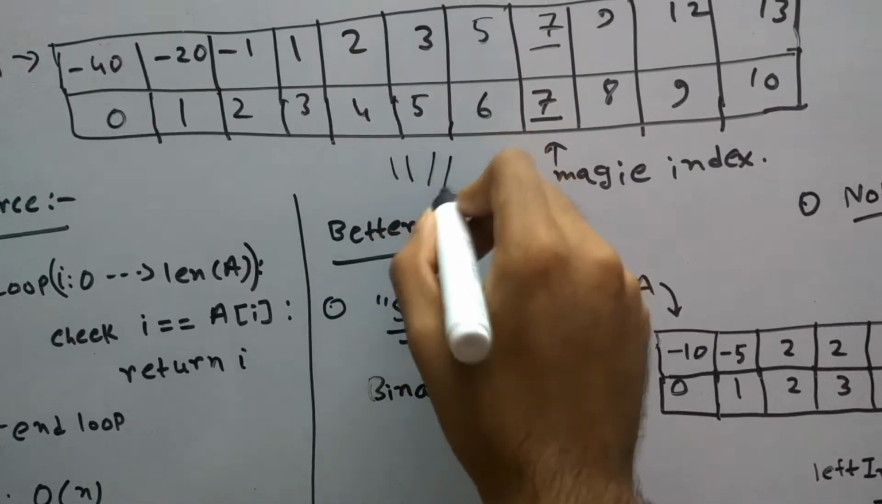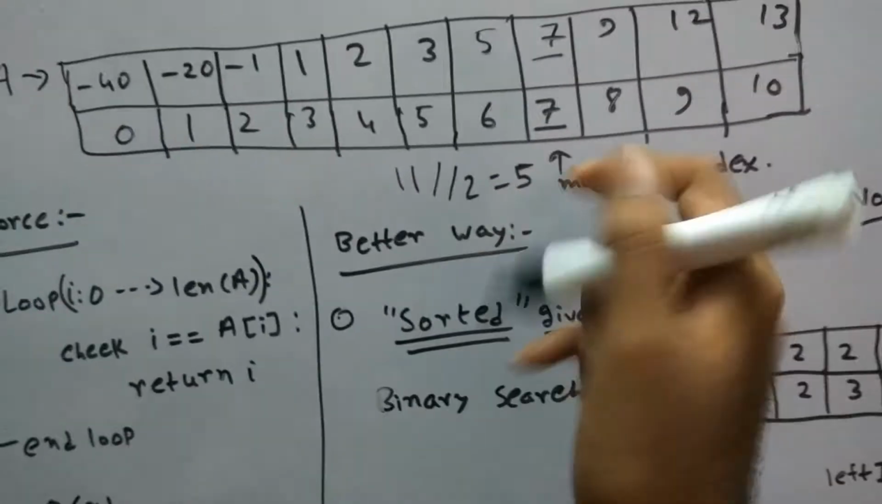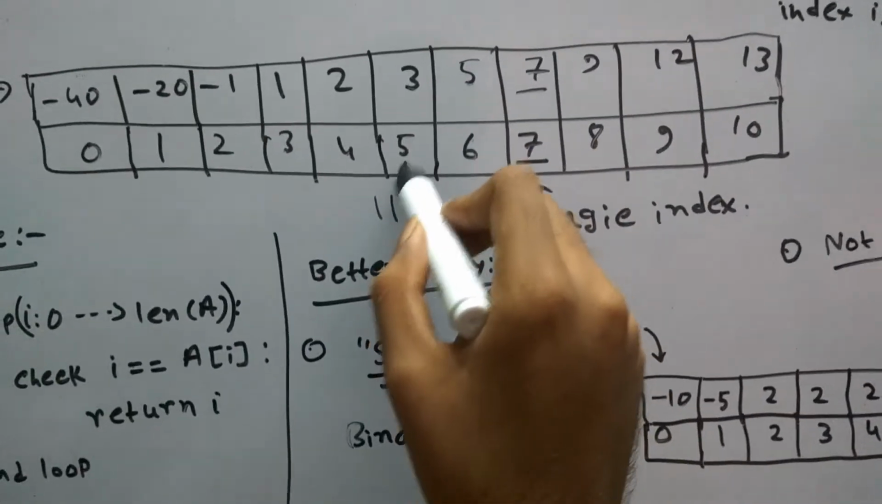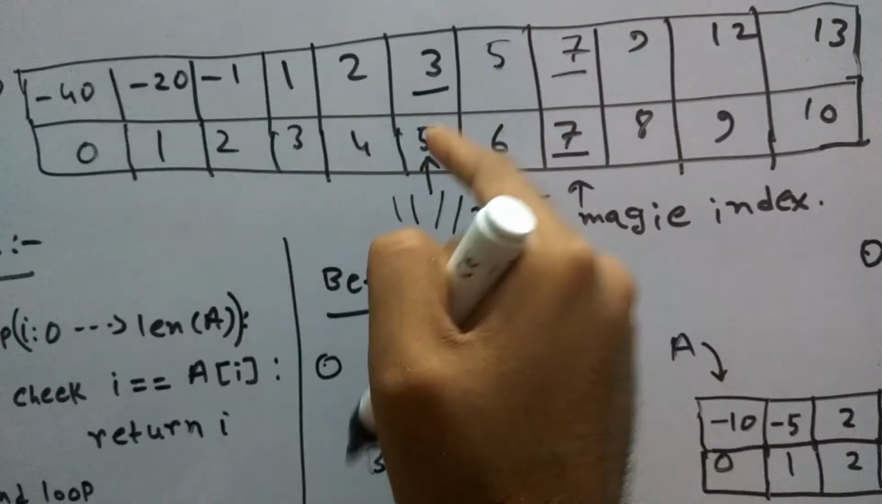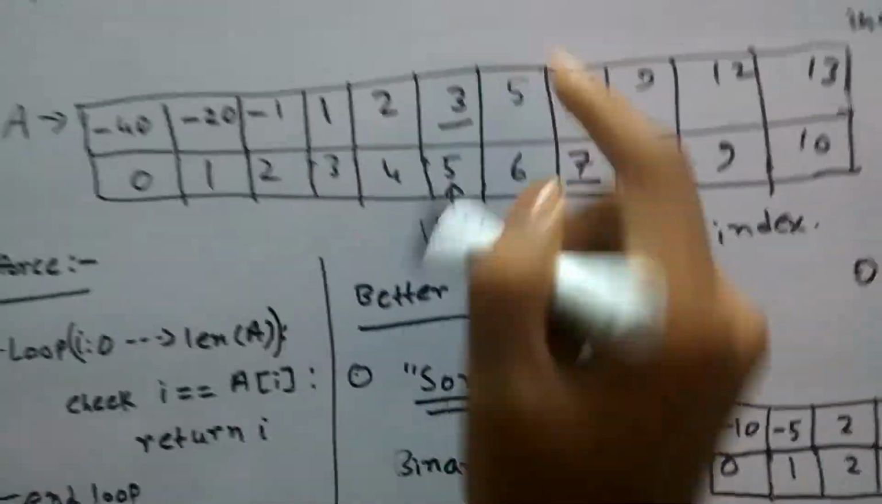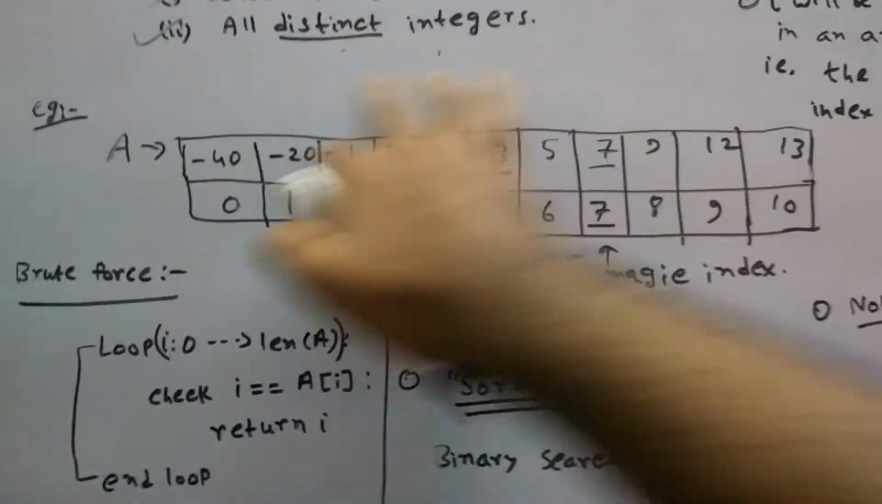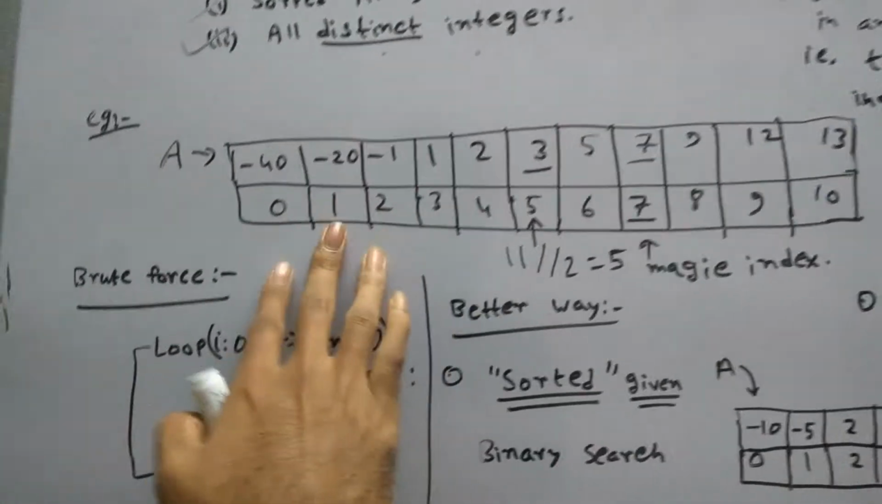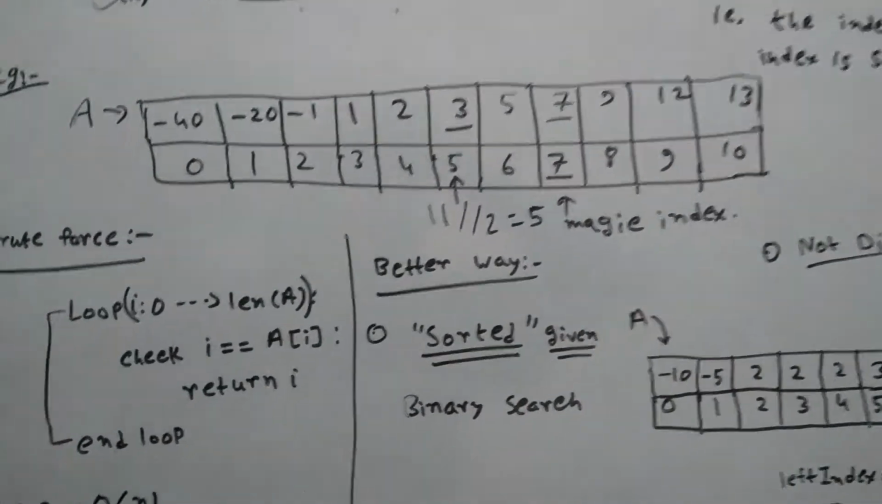11 by 2 is 5, if we take the floor value. At index 5 we have value 3, so it is not the same. So that's why we don't check it here. After that we have two separate parts, one at the left and one at the right. We only have to check one part. So how do we know which part to check?